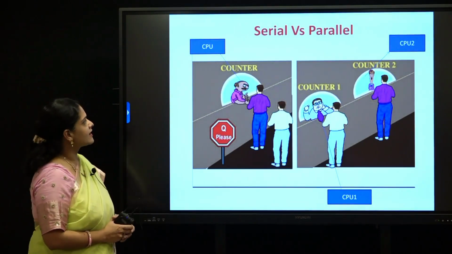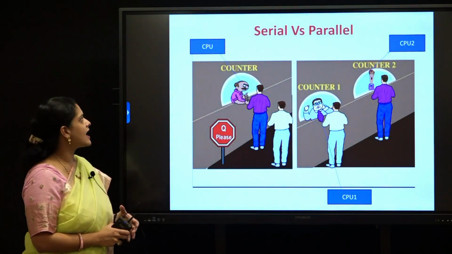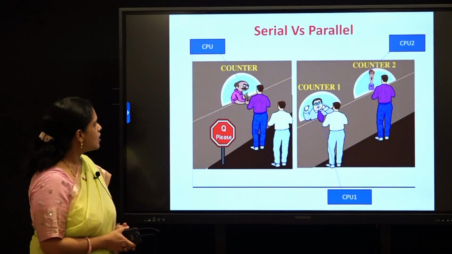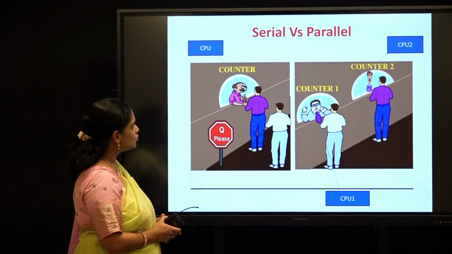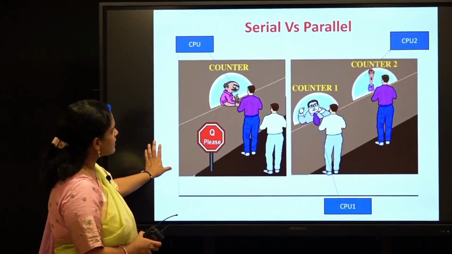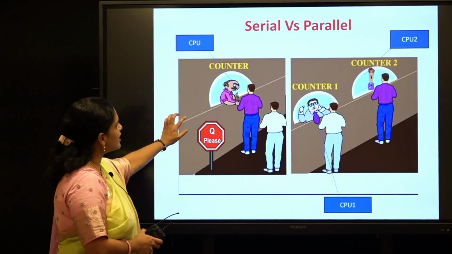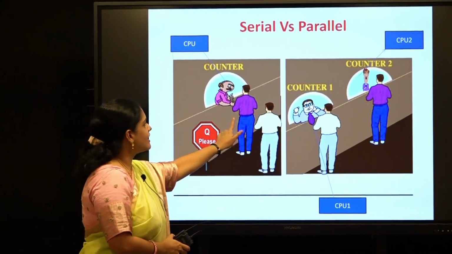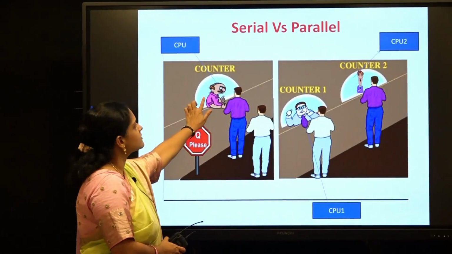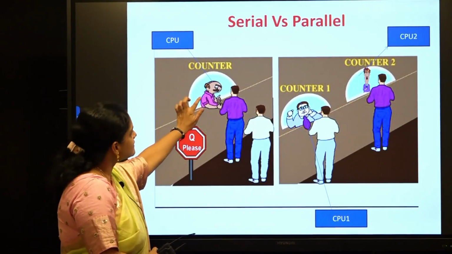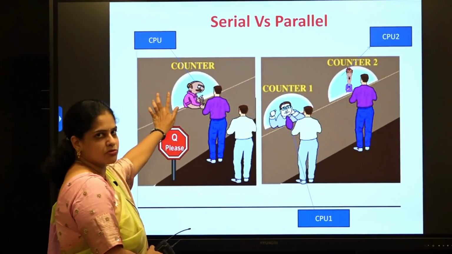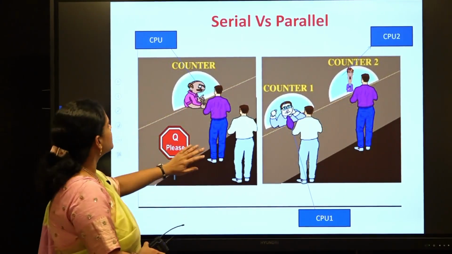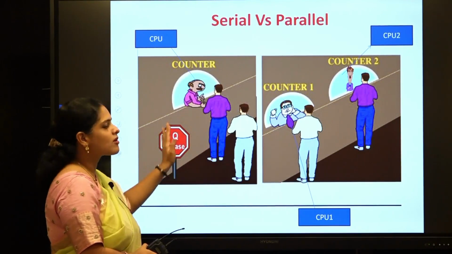If you see this diagram, we first have to identify the difference between a serial processing environment and a parallel processing environment. This diagram will clearly explain it. This is an example of serial processing, where you have a single counter and a machine at the counter, and there is a queue of people waiting for service from the person at the counter. You can consider this counter as a CPU. This person can provide service to one person at a time. So this is serial processing, one by one only he can provide service.